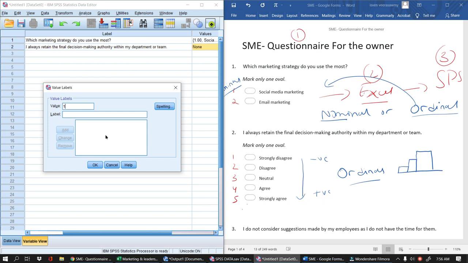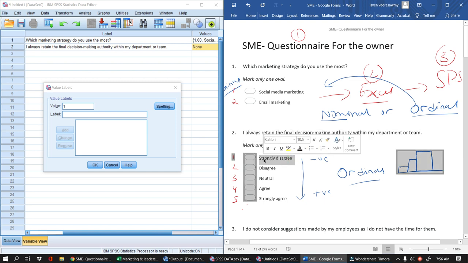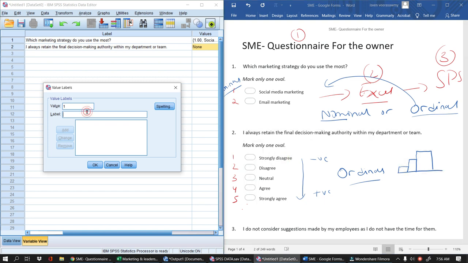So I have said that the number 1 I have assigned to the category called strongly disagree. Sorry, number 2 is disagree. So you will need to complete it for all the categories.